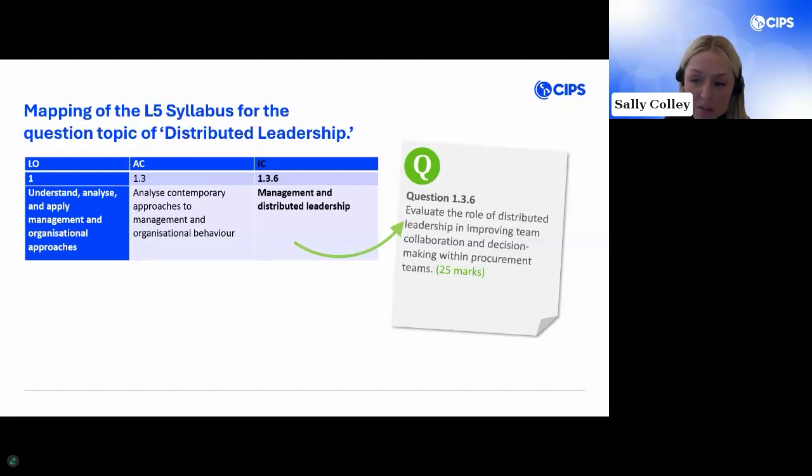The learning outcome is understand, analyse and apply management and organisational approaches. And the assessment criteria sitting below that is 1.3, analyse contemporary approaches to management and organisational behaviour. The indicative content, the new indicative content is 1.36, management and distributed leadership. So our question for today's masterclass is evaluate the role of distributed leadership in improving team collaboration and decision making within a procurement team. And this question will be for 25 marks.